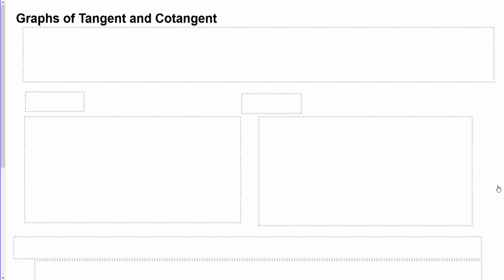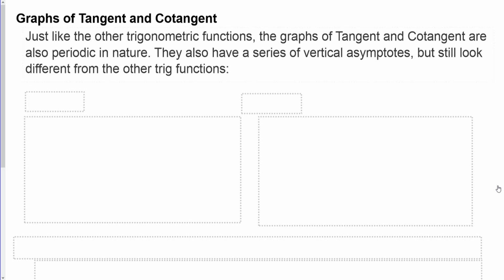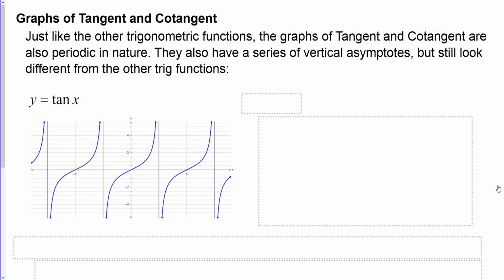In this lesson, we're going to learn about the graphs of tangent and cotangent. Just like the other trigonometric functions, the graphs of tangent and cotangent are also periodic in nature. They also have a series of vertical asymptotes, but still look different from the other trig functions. For instance, the graph of y equals tangent x looks like this.